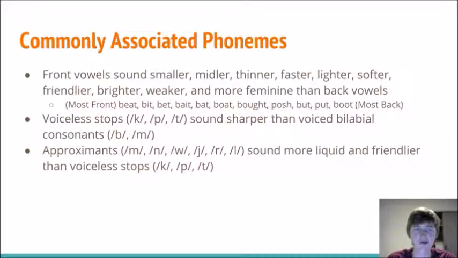So here's some of the common knowledge that the people researching sound symbolism know at the current moment. Research has shown that the front vowels, such as E, A, I, and A, tend to sound smaller, milder, thinner, faster, lighter, softer, friendlier, brighter, weaker, and more feminine than the back vowels. The back vowels are U, A, O, etc.